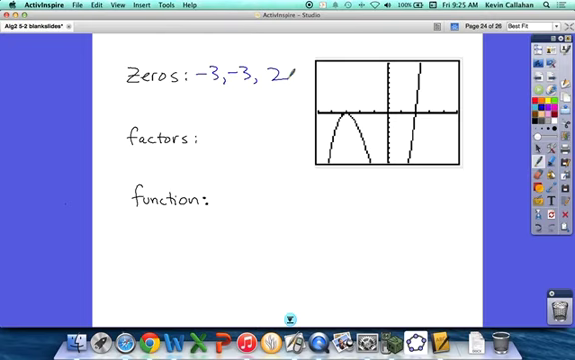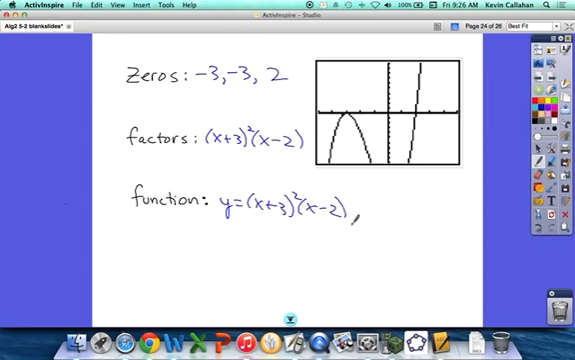I mean, we know what is the shape of this graph? What kind of function has that shape? It's a cubic function, right? We've got to have 3 linear factors. That's why you've got to write the -3 twice. So this will be x plus 3 squared times x minus 2. So the function is y equals x plus 3 squared times x minus 2.